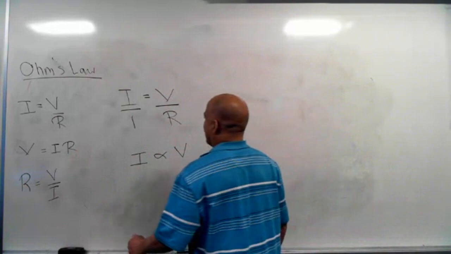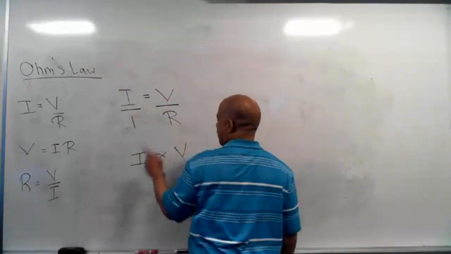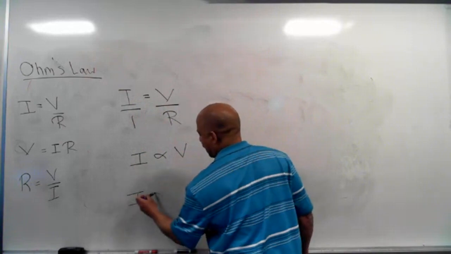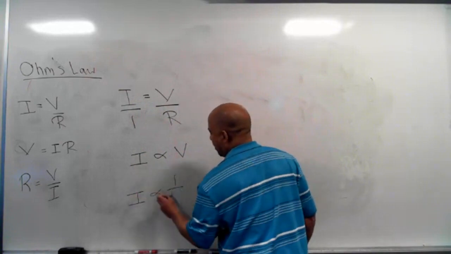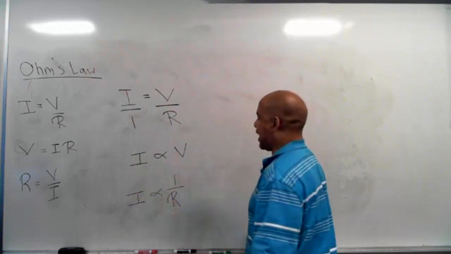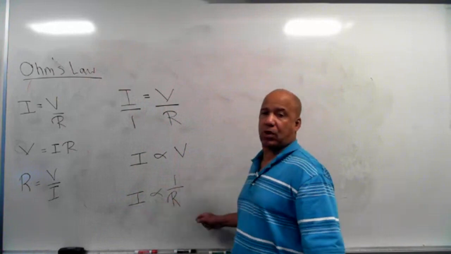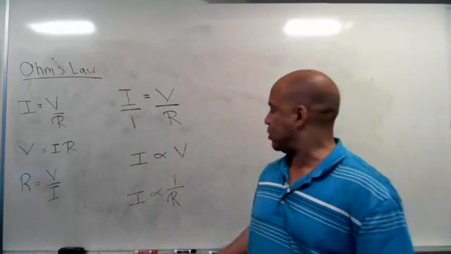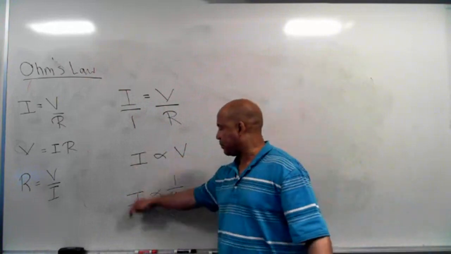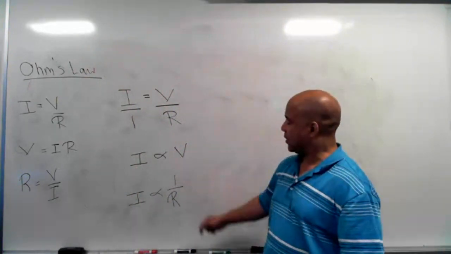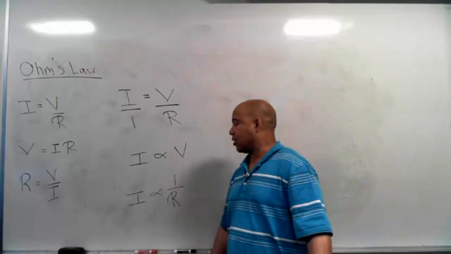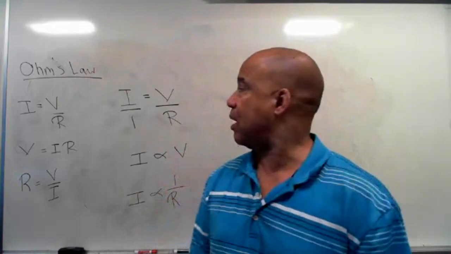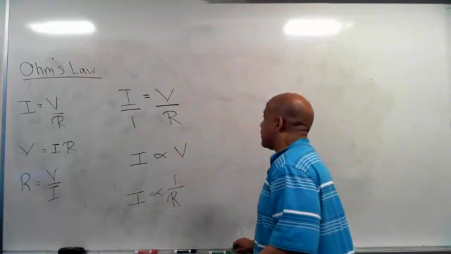The other way of writing this, if I compare I and R, we say that I is directly proportional to 1 over R, or I can say that I is inversely proportional to R. And that means that whatever R does, current will do the opposite. So if I increase the resistance, I expect the current to go down. If I decrease the resistance, I expect the current to go up. Whatever I do to the resistance, the current will do the opposite. We talked about that in the last class.